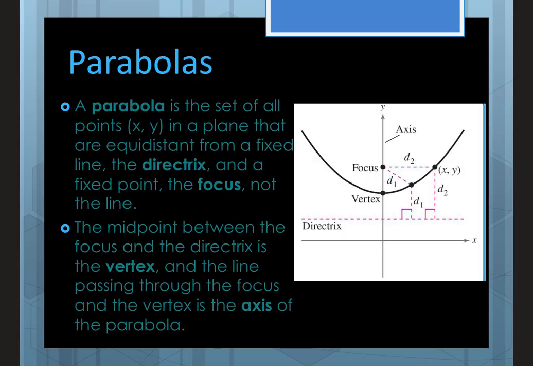All right, we're going to start parabolas. We'll finish this tomorrow. But parabolas are the second conic. So a parabola is the set of all points x, y in a plane that are equidistant from a fixed line, which is called the directrix, and a fixed point, which is called the focus, that is not on that line. The midpoint between the focus and the directrix is the vertex, and the line passing through the focus and the vertex is the axis of the parabola.